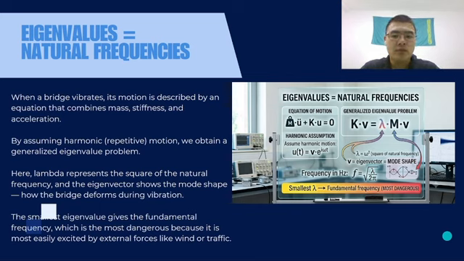If we assume the bridge oscillates harmonically, that is, it vibrates at a single frequency, we substitute this into the equation and get the generalized eigenvalue problem: K times v equals lambda times M times v, where v is the eigenvector, which shows us how the bridge vibrates. It's a shape. The smallest eigenvalue gives the fundamental frequency, the most dangerous one.